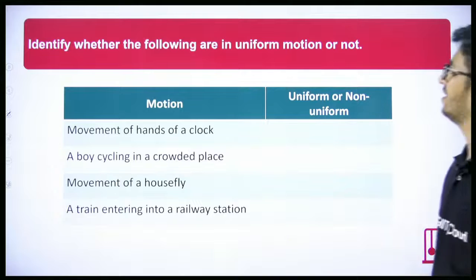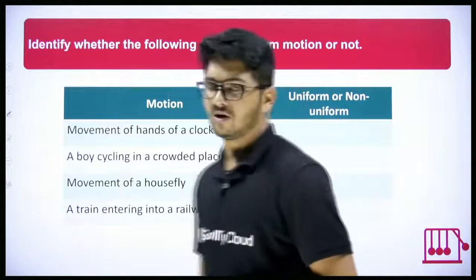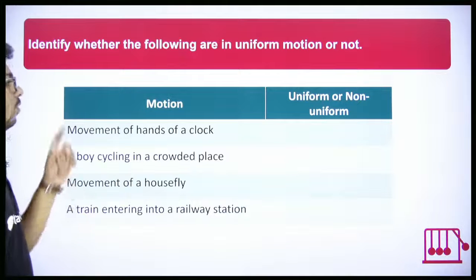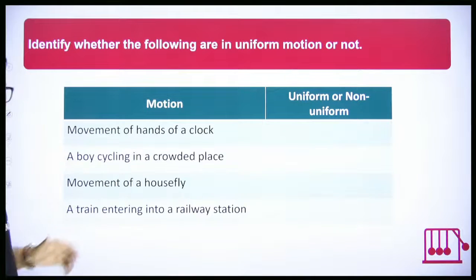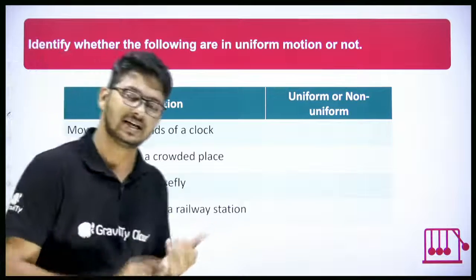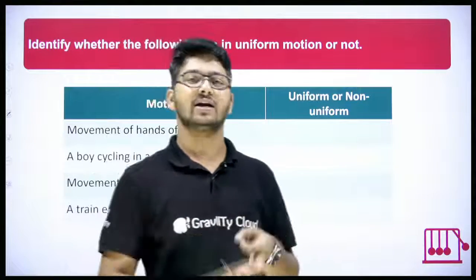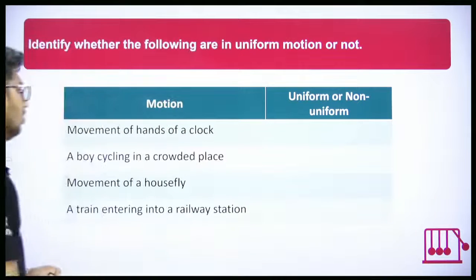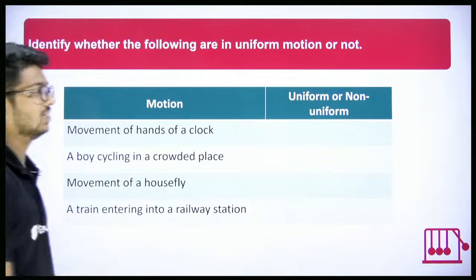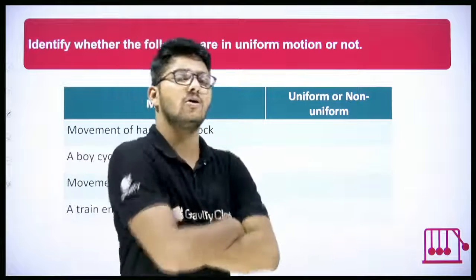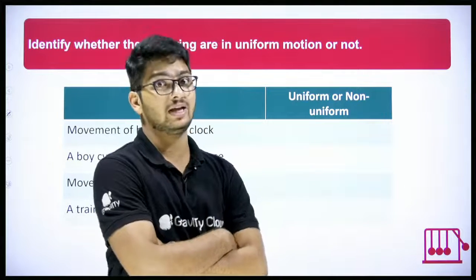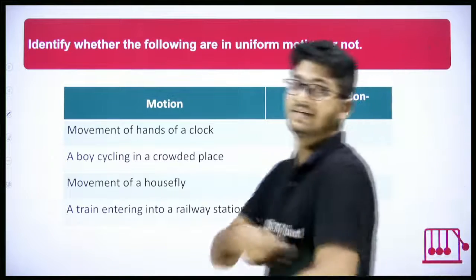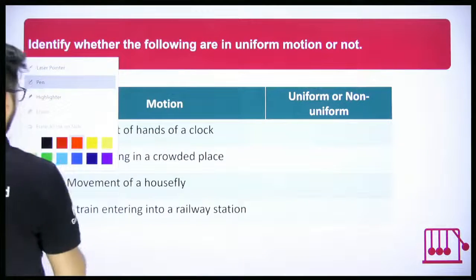Now identify whether the following are in uniform motion or not. Some practical examples, by the way. Movement of hands of a clock. You can take any hand: a second hand, a minute hand, or an hour hand. What do you think? Is it uniform or not? Uniform or non-uniform? What do you think, everyone? Yeah? And the answer is, it is uniform. Now, why is it uniform?